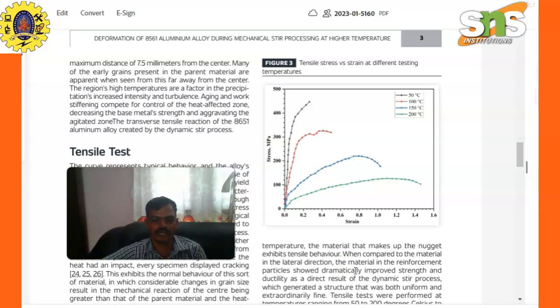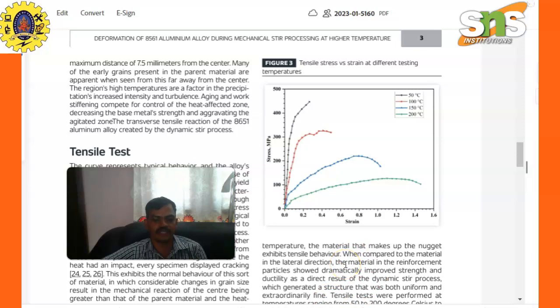The reinforcement material in particular showed dramatically improved strength and ductility as a direct result of the dynamic stir process, which generated a structure that was both uniform and extraordinarily fine.